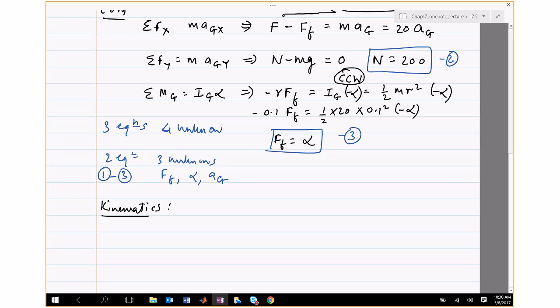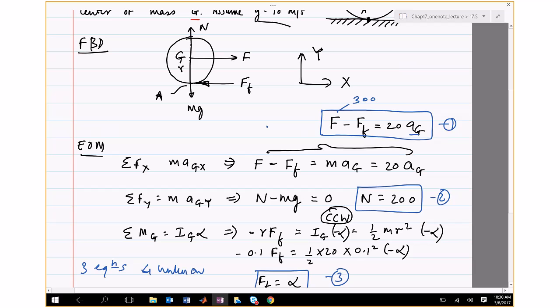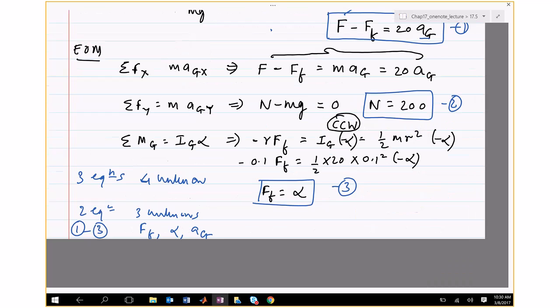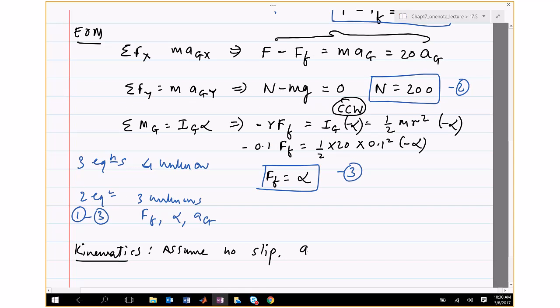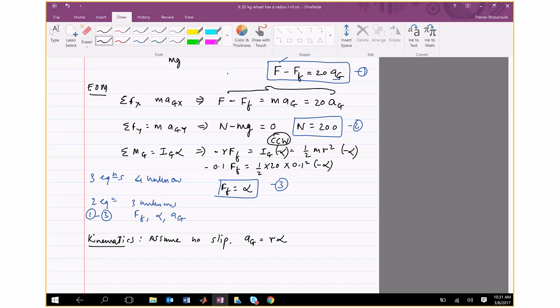So kinematics. Assume no slip. If you assume no slip, then what you're saying is that this point A is not moving, it's at rest. When the point A is at rest, the acceleration of g is r times alpha, right? Acceleration of g is going to be r times alpha. So this is our fourth equation.